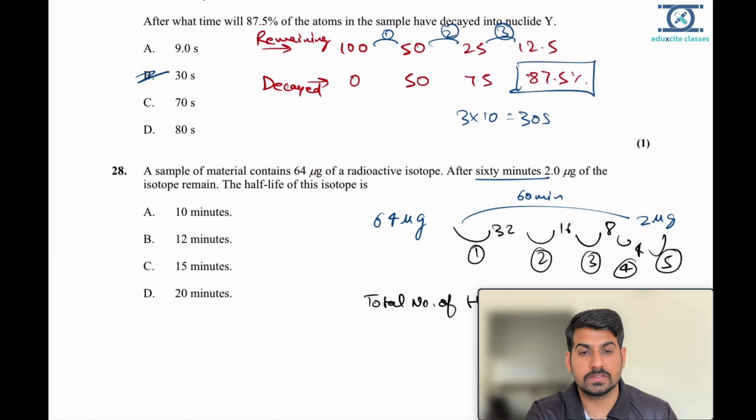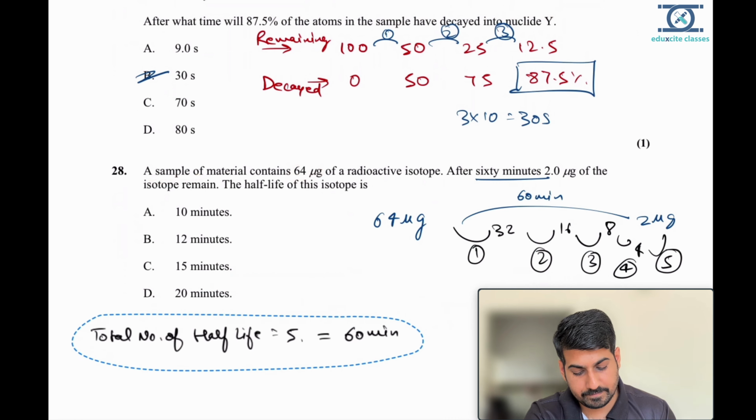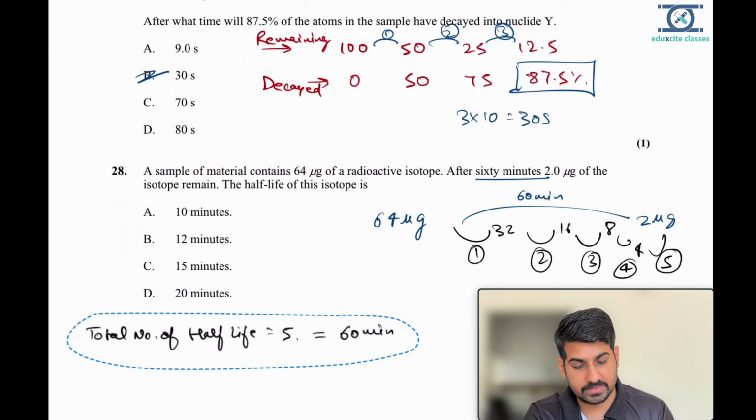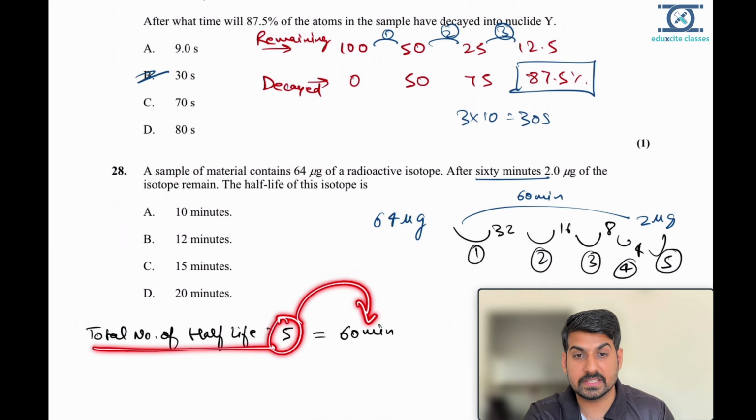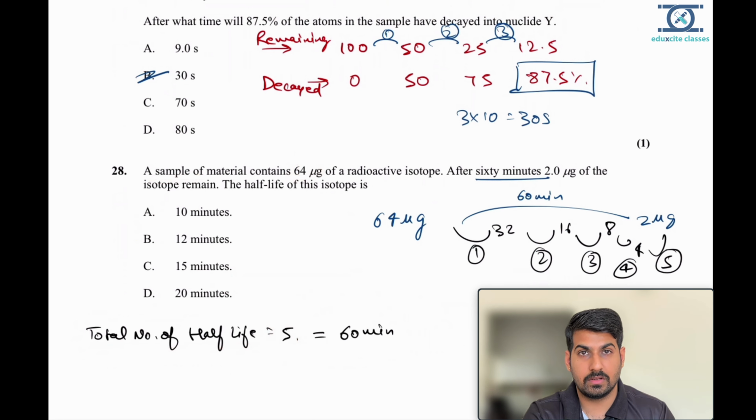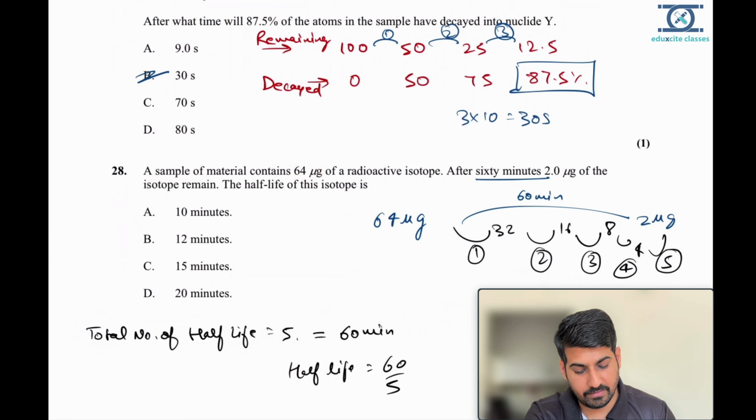So the total number of half-lives is 5, and 5 half-lives take 60 minutes to reach 2 microgram. So one half-life will be 60 divided by 5, which is 12 minutes. Option B will be the right answer.